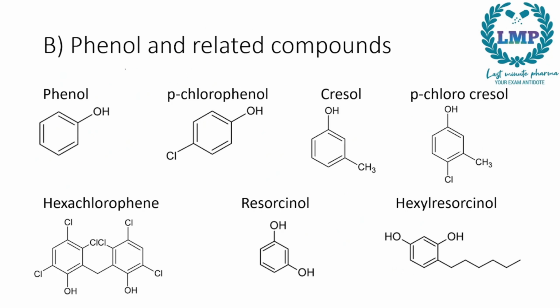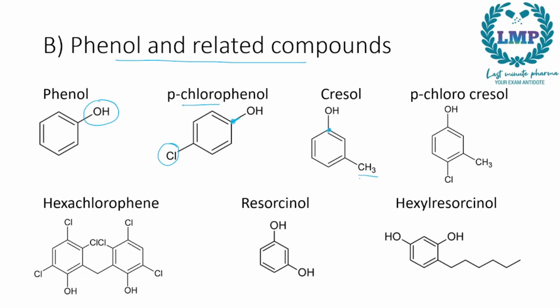Next we have phenol and related compounds. In phenol and related compounds, first we have phenol, that is a benzene with an OH group. It will be named as phenol. Para-chlorophenol. So in the para position, according to this OH, para position there is a chlorine group. So para-chlorophenol. Cresol.